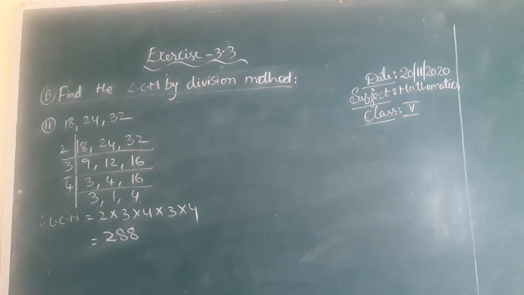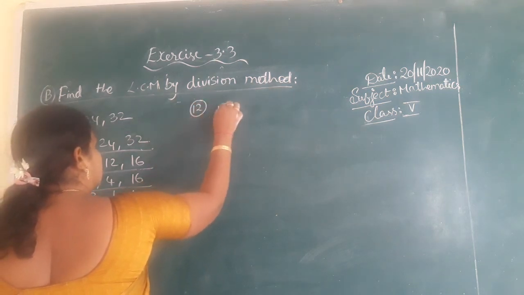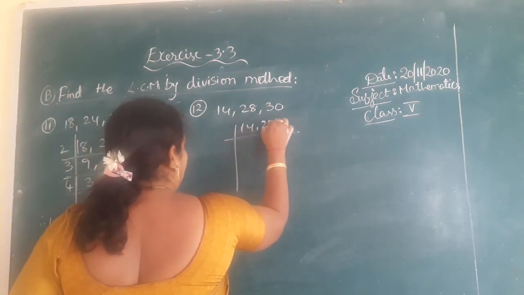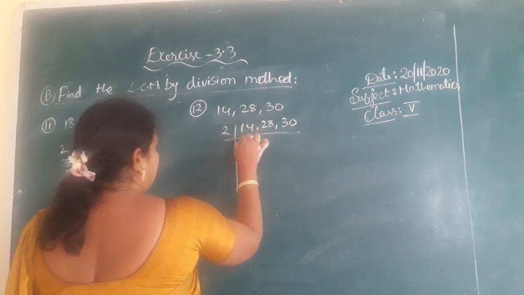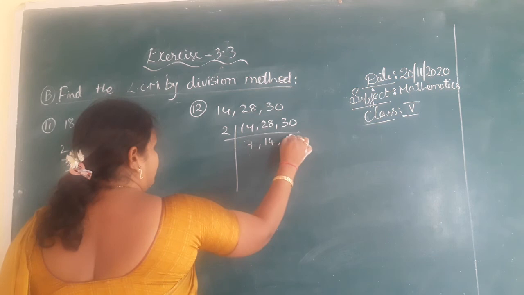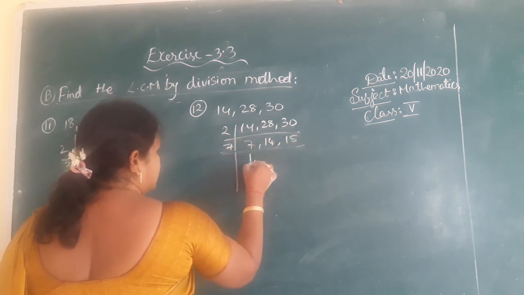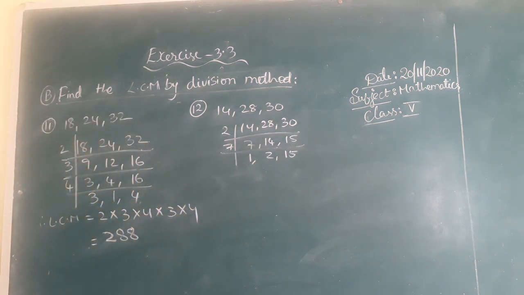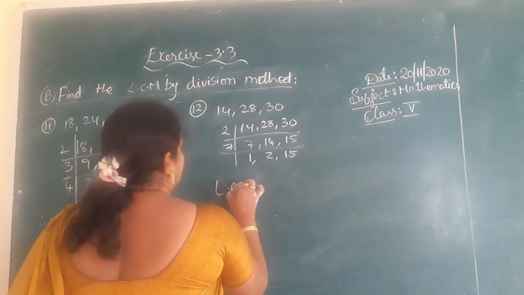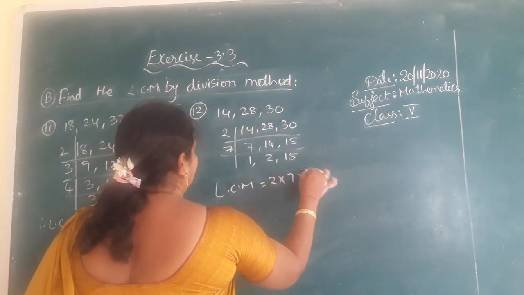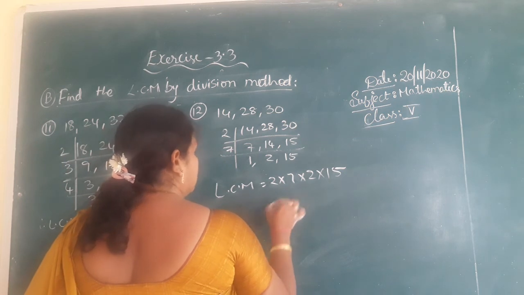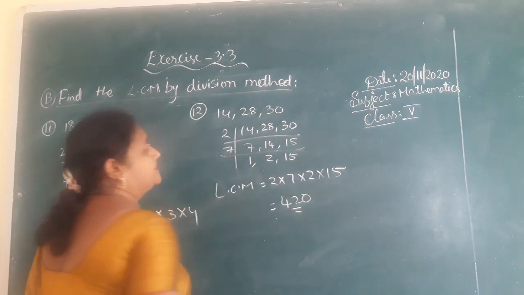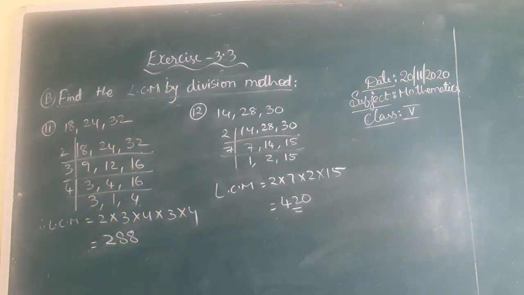14, 28, 30. You can see these three numbers in the 2 table, 2 7s, 2 14s, 2 15s. 7 and 14 are divisible in the 7 table, 7 1s, 7 2s, and 15. Here 2 and 15 are co-prime, so there is no common factor for 2 and 15. So LCM equals 2 into 7 into 2 into 15. 7 3s 21, 210, 210 2s is 420, the answer. Okay. See the next one.